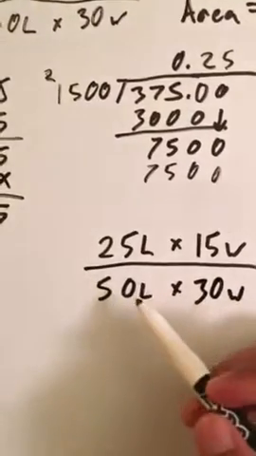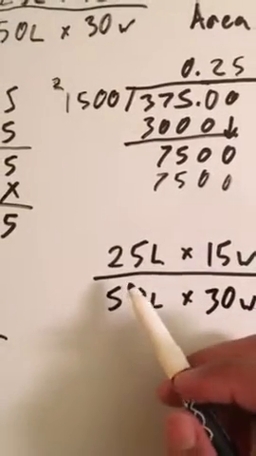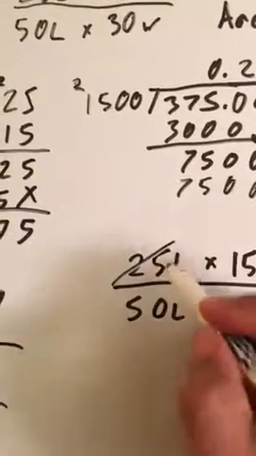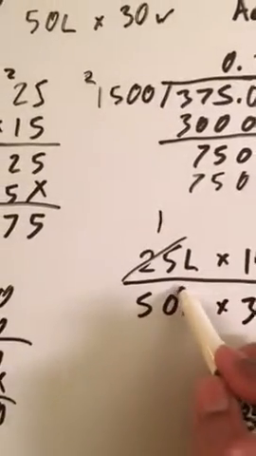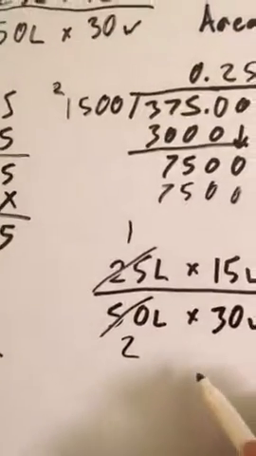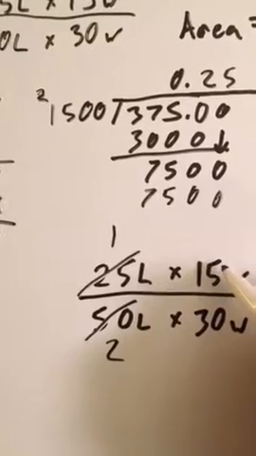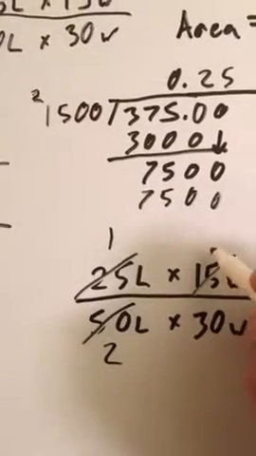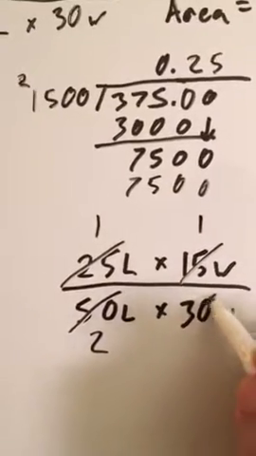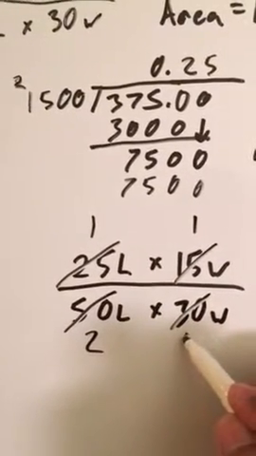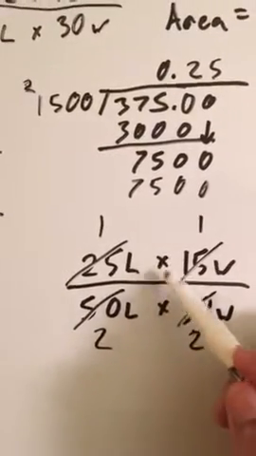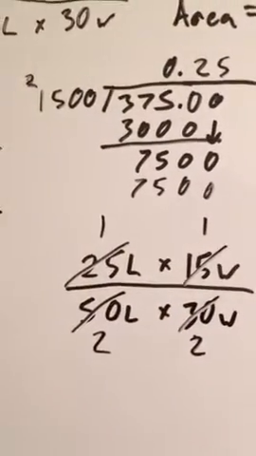And if you divide the 25 by 25, you get 1. If you divide the 50 by 25, you get 2. If you divide the 15 by 15, you get 1. If you divide 30 by 15, you get 2. And we can do that because there's a times symbol right in the middle. It's actually the exact same thing.